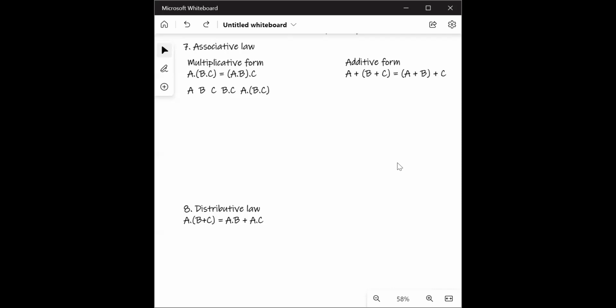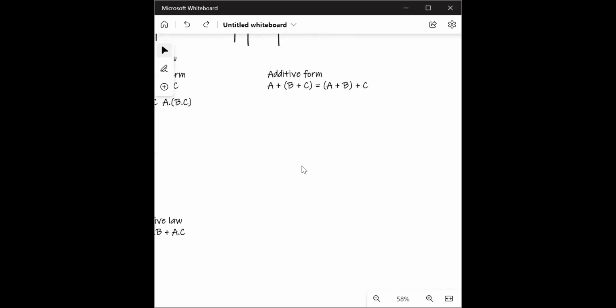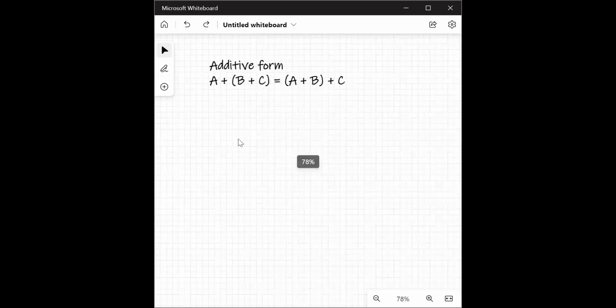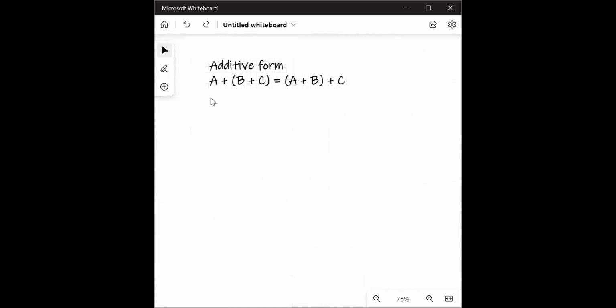Let's start today's session. Start with the additive form. In the additive form, if you have three Boolean variables, we have A plus B plus C, and A plus B plus C is equal to A plus B first, and then plus C. So let's take down this one and let's draw the truth table.